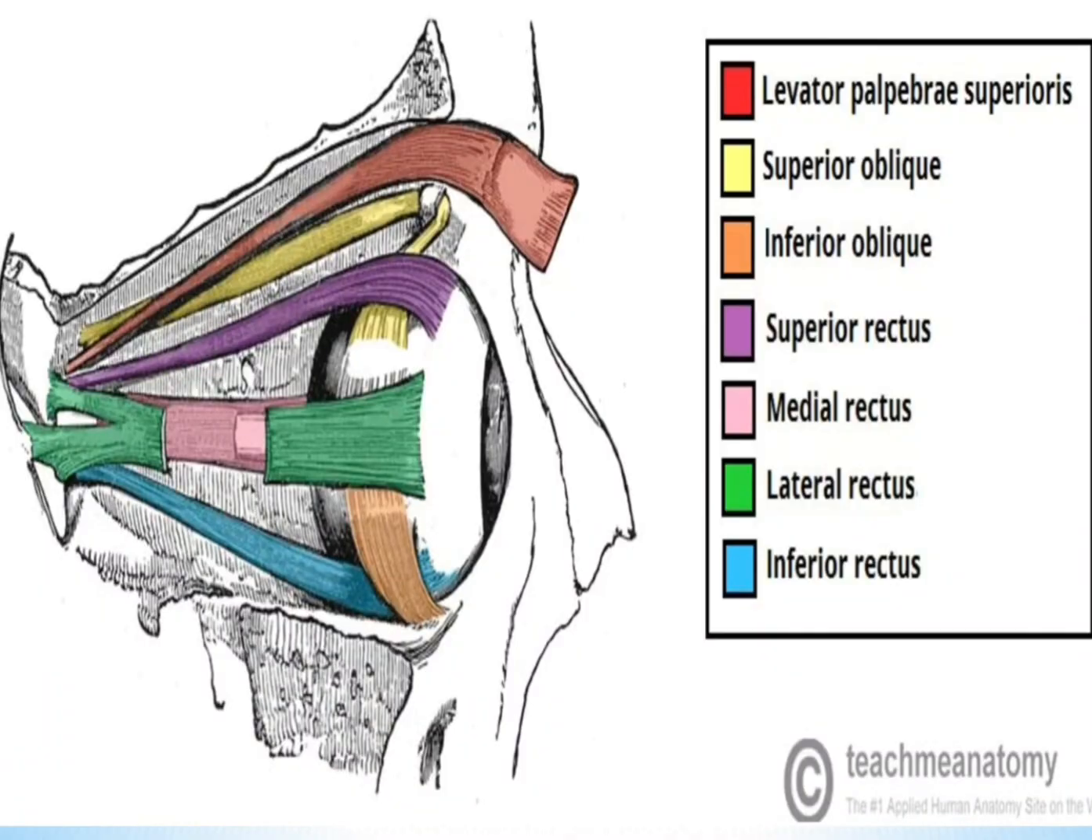This is a diagram showing the various extraocular muscles. As you can see, superior most is the Levator Palpebrae Superioris, and you can see superior oblique, superior rectus, then the green one is lateral rectus, pink is medial rectus, blue is inferior rectus, which is very down.